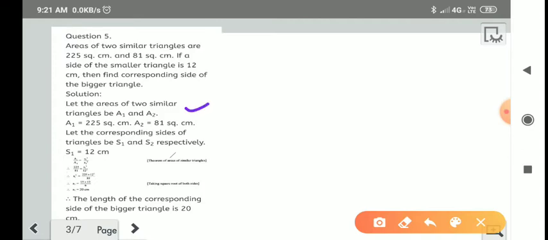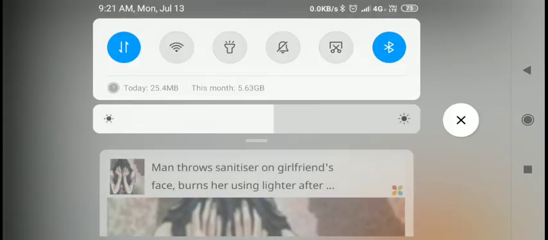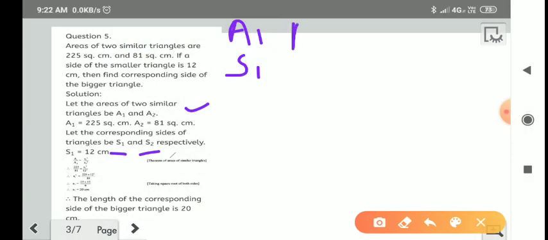So let the areas of two similar triangles be A1 and A2. Two triangles are similar, it is also given. So A1 is equal to 225 square centimeter and A2 is equal to 81 square centimeter. Let the corresponding sides of the triangles be S1 and S2. Okay, so the triangle having area A1 has side S1 and the triangle having area A2 has side S2.